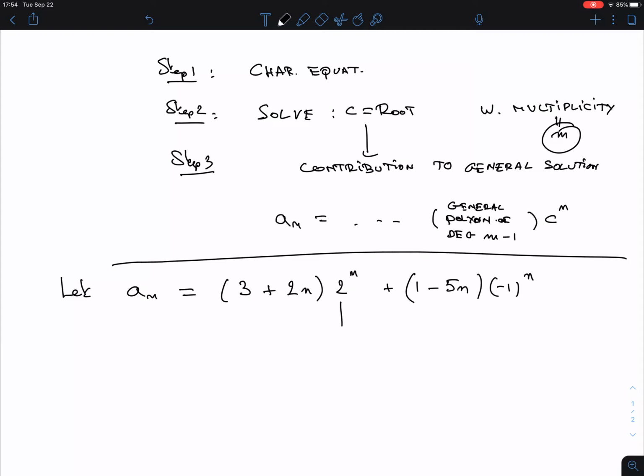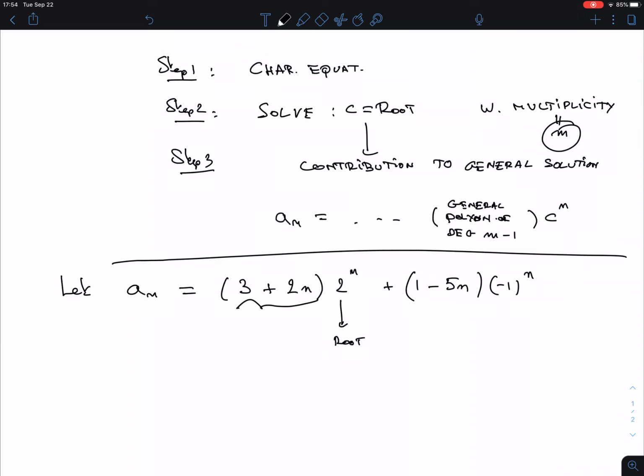The root is clear indeed. So the root will be 2. And what is the multiplicity? Remember, this was 1 less than the multiplicity. So the multiplicity here will be 2. I mean, the degree was 1 less. So the m will be 2 here, and the root will be 2.